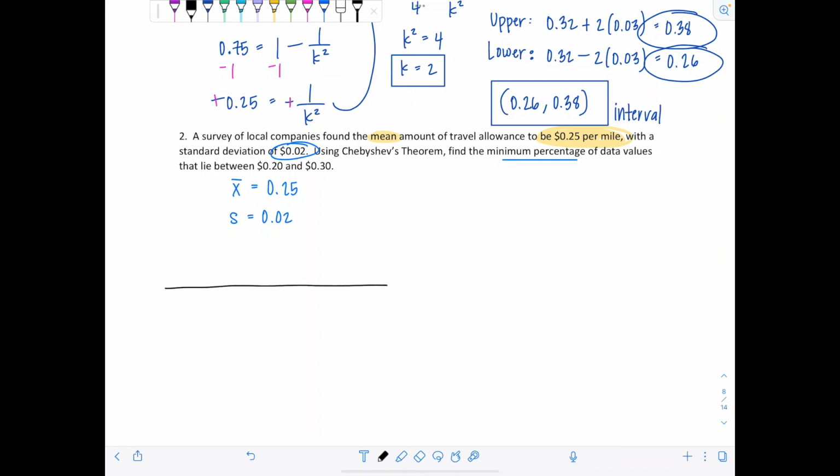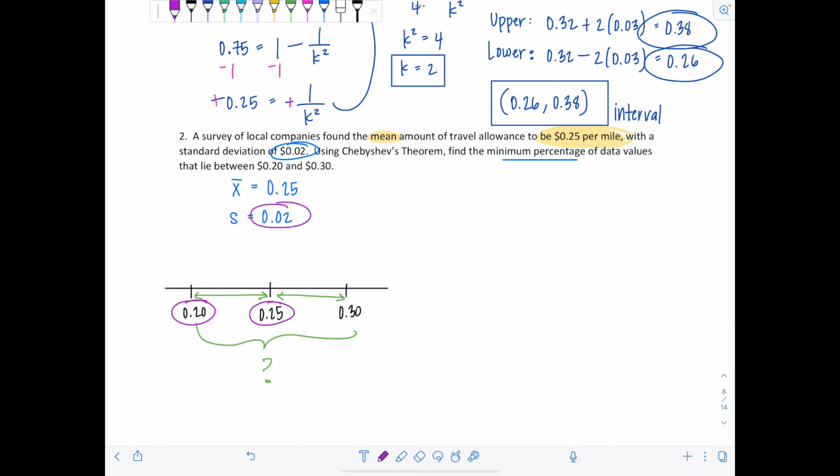All right, so here's what's going on. X bar, the mean, is here at 0.25, and they want to know what percentage of values fall between 0.20 and 0.30. So what percent is in here? Well, the first thing I need to know is how many standard deviations each of these values is away from the mean. So remember, we've done this before. I'm just going to subtract these two values and then divide by the standard deviation to figure out how many S's are sitting in there, right?